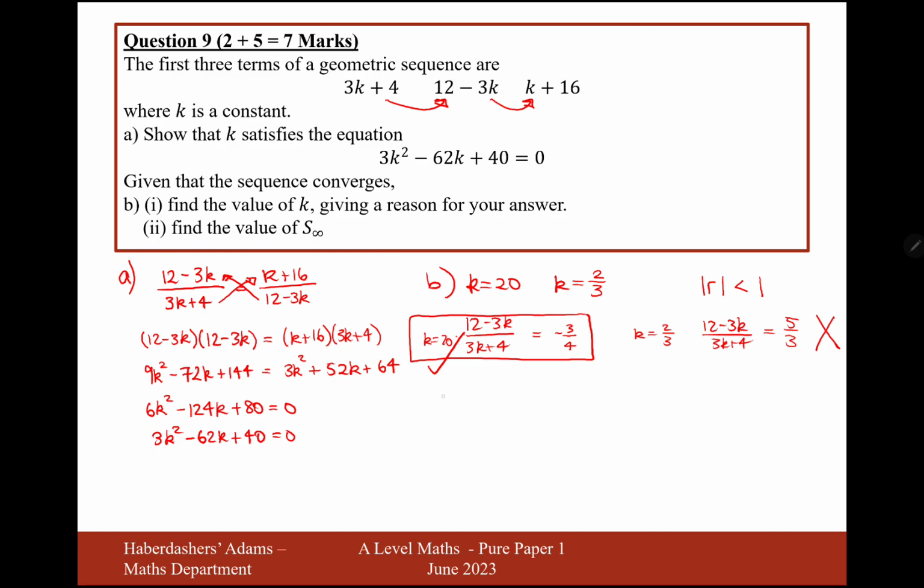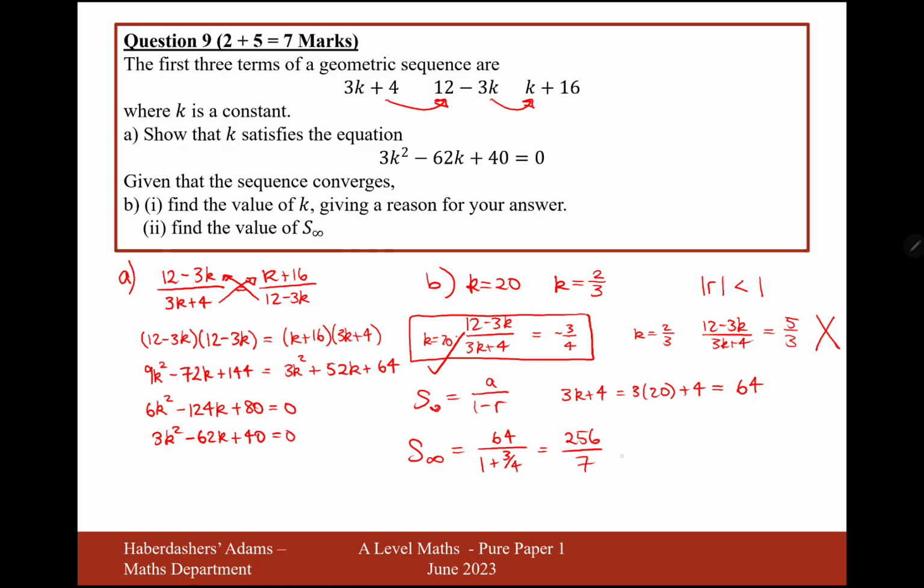Okay, so to work out S infinity, the formula for S infinity is a over 1 minus r. So we need to work out a, and we already know that r is minus 3/4. So to work out a, we're going to substitute 20 into 3k plus 4. So 3 lots of 20 add 4 gives 64. So now S infinity is going to equal 64 over 1 minus minus 3/4, so 1 plus 3/4. 64 divided by brackets 1 plus 0.75 gives us 256 over 7.